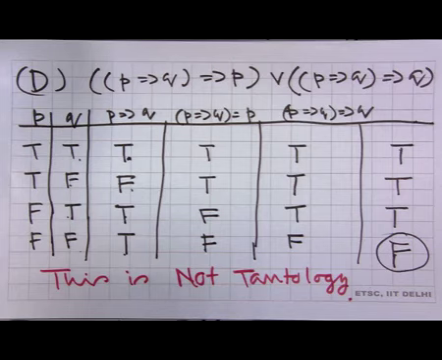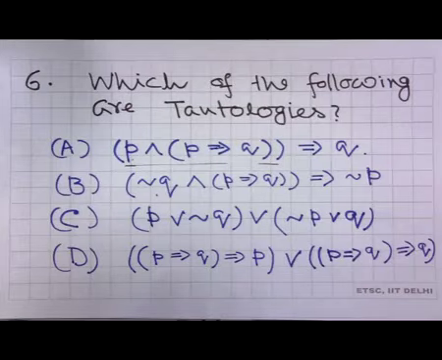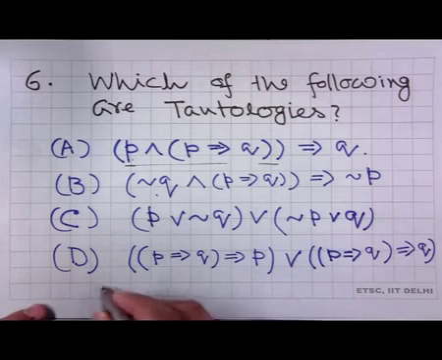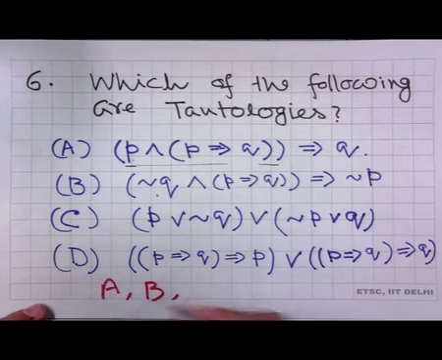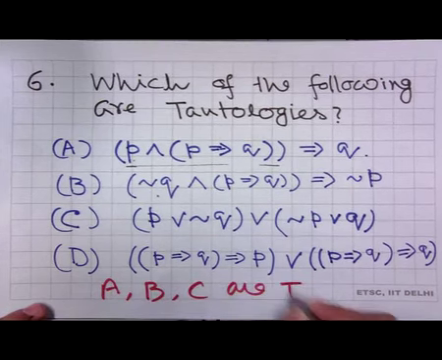Therefore, the answer to the question which of the following are tautologies, we can see that A, B, C are tautologies.